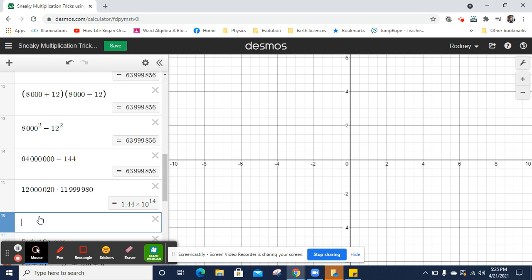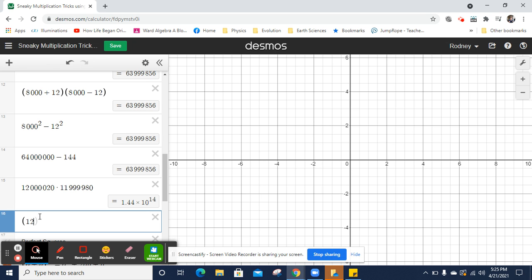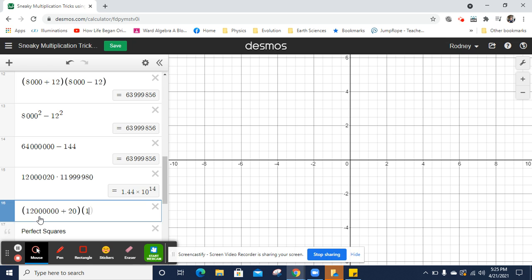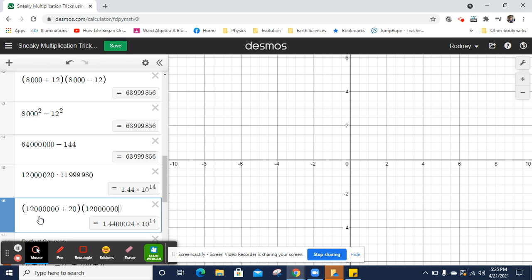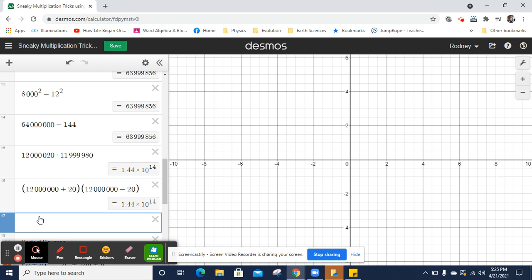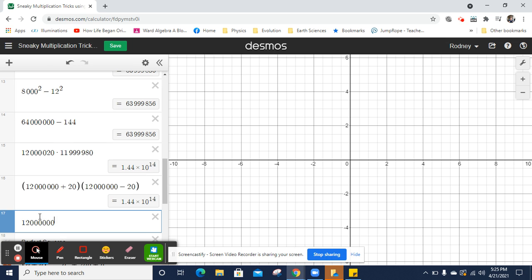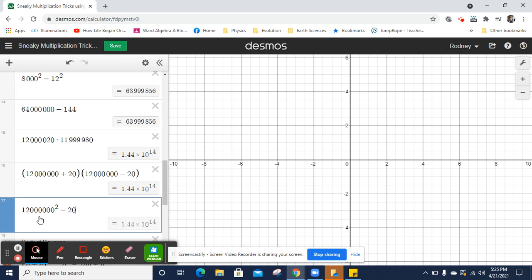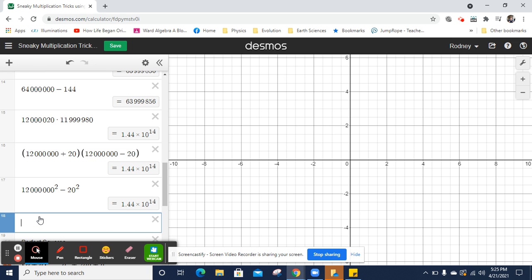Okay, so here we go. We're going to have 12 million plus 20 times 12 million minus 20. And that's going to end up being 12 million squared minus 20 squared. Let's work all that up. 12 million squared is going to be 144 trillion. So 144 for the 12, followed by 12 zeros: 1, 2, 3, 4, 5, 6, 7, 8, 9, 10, 11, 12.